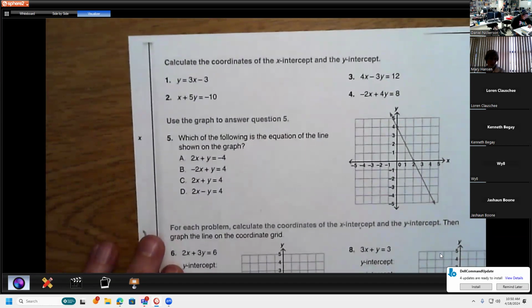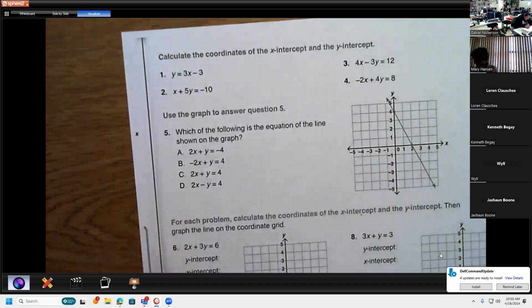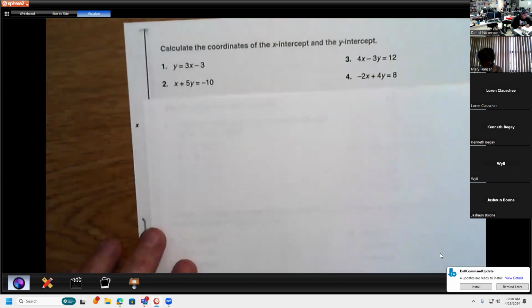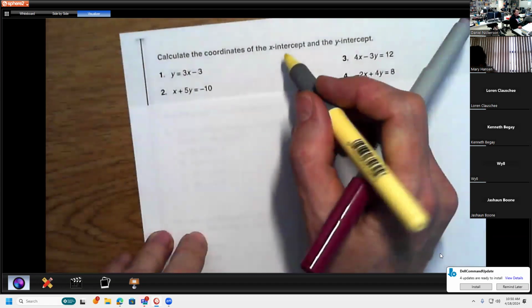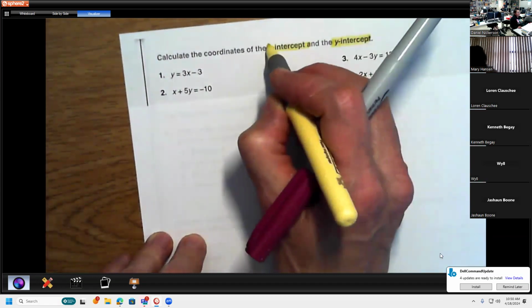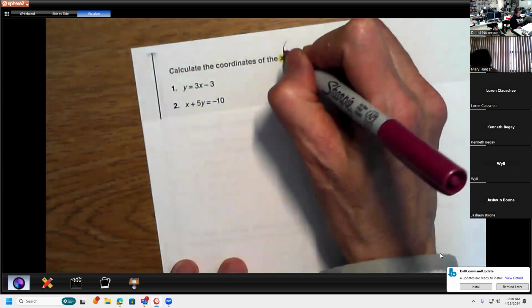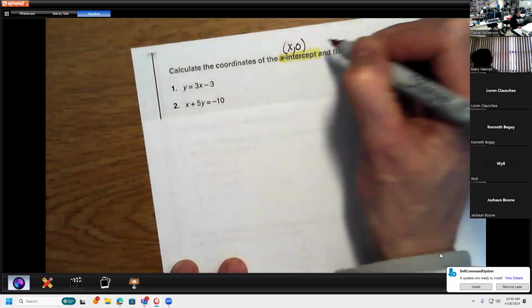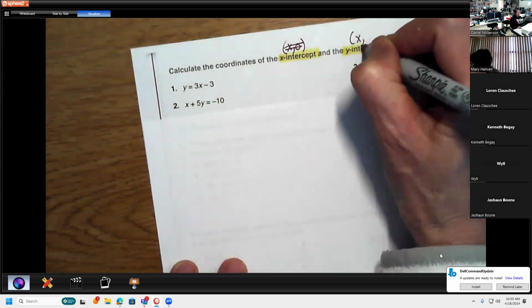And let's try, so it's wanting us to calculate the coordinates of the x-intercept and the y-intercept. When you see this language, that means one of the values for x or y is 0. The x-intercept is going to be some number x and 0, no, it's not. I just put that backwards.